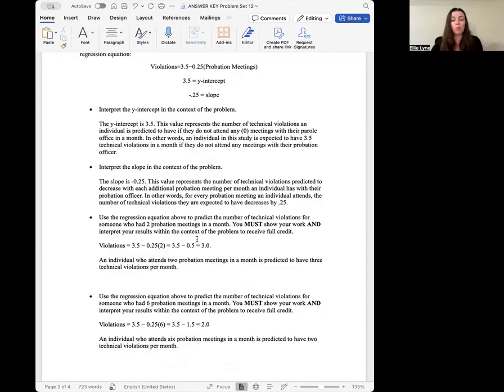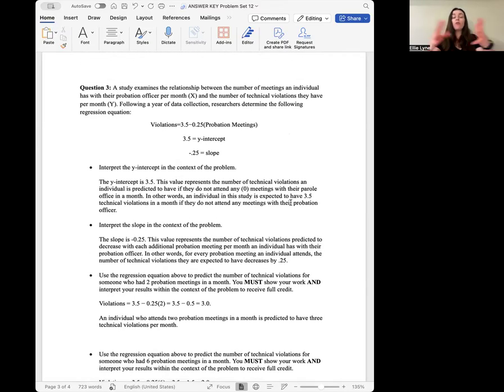So let's interpret our slope within the context of the problem. Our slope is a value of negative 0.25. So this value represents the number of technical violations predicted to decrease with each additional probation meeting per month an individual has with their probation officer. In other words, for every probation meeting an individual attends, the number of technical violations they are expected to have decreases by 0.25. So, overall, with these two first bullet points, keep in mind a couple of things. Our regression equation here is a predictive model.